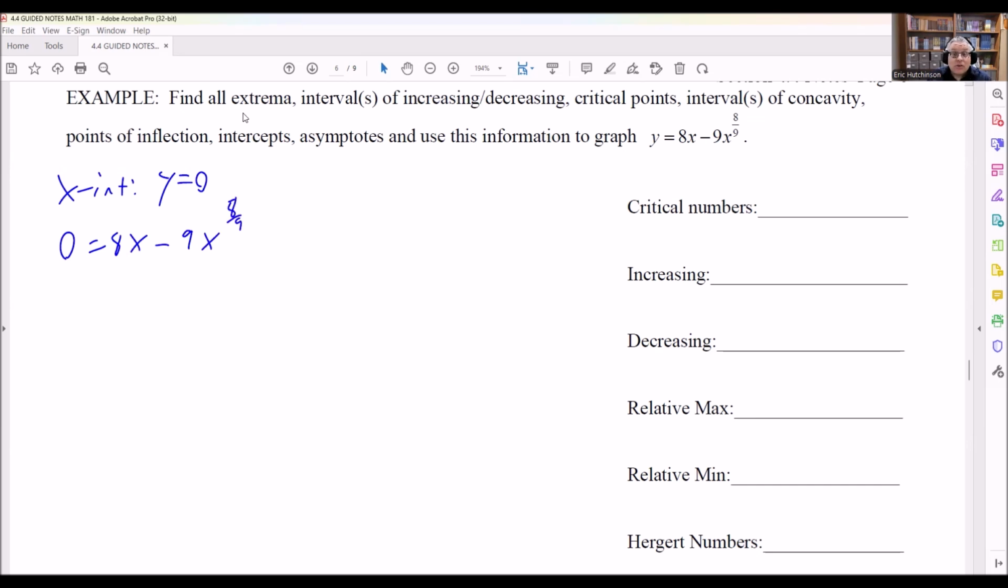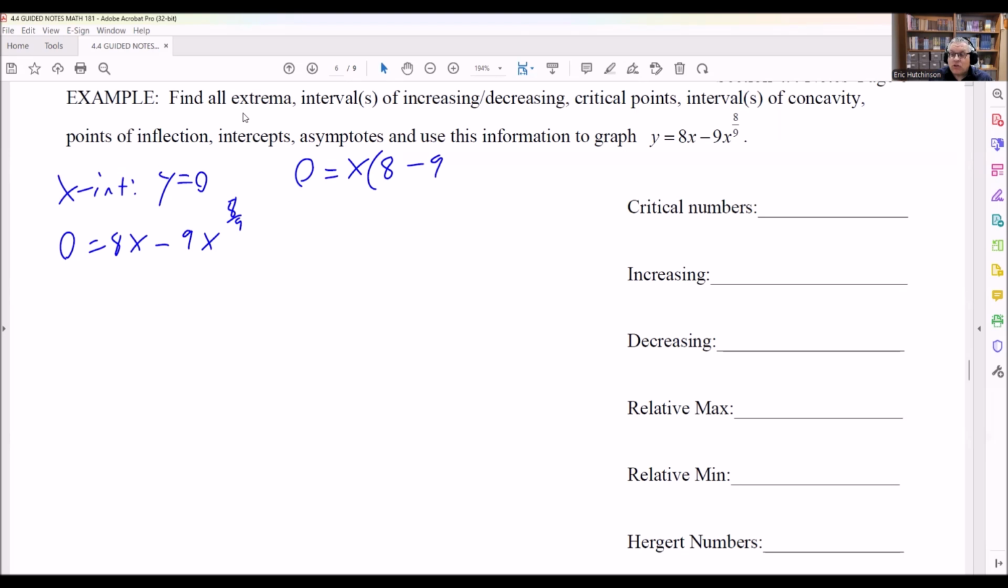Now we have to do some factoring on this. We're going to factor out an x since there's an x in each one. So I'm going to put an x out front here, and then 8x divided by x is going to be 8. Now if we take this next one, we have a minus 9, and we divide this by x, what we're really doing is we're subtracting 1 from the exponent.